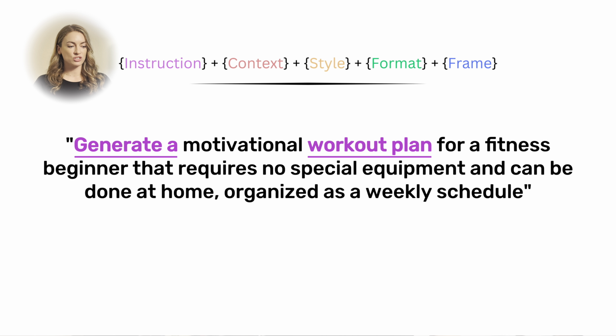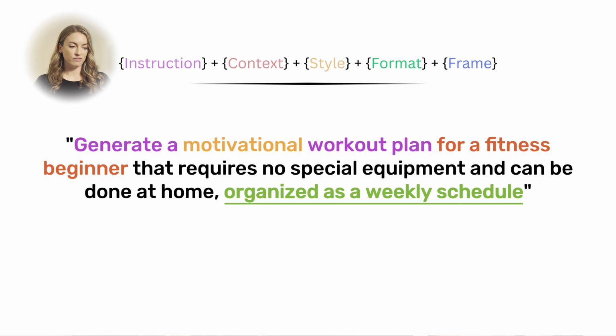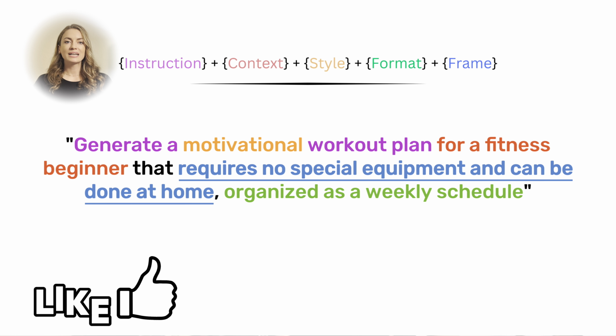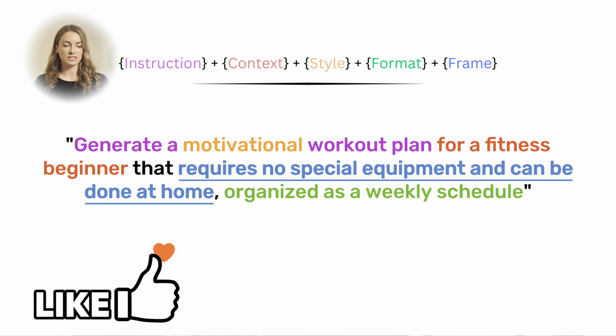Where instruction is generate a workout plan. Context: for a fitness beginner. Style is motivational. Format is organized as a weekly schedule. And frame: requires no special equipment and can be done at home. By clearly specifying each element, you guide the AI to produce exactly what you are looking for.